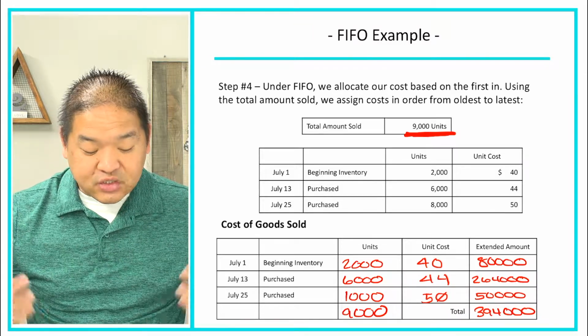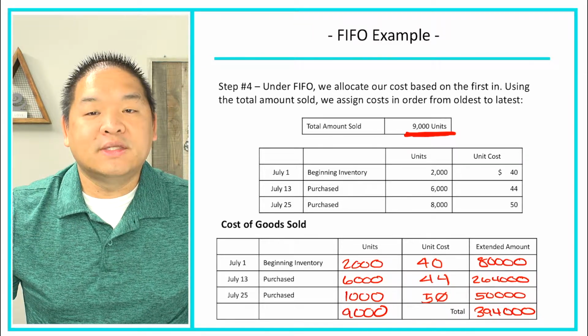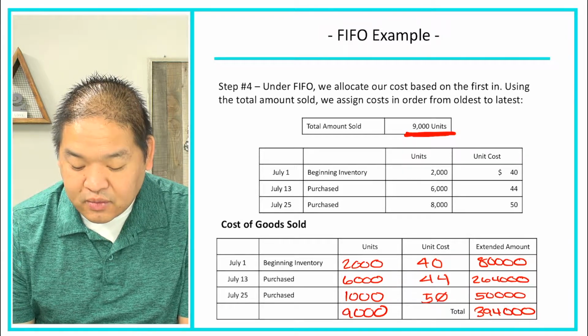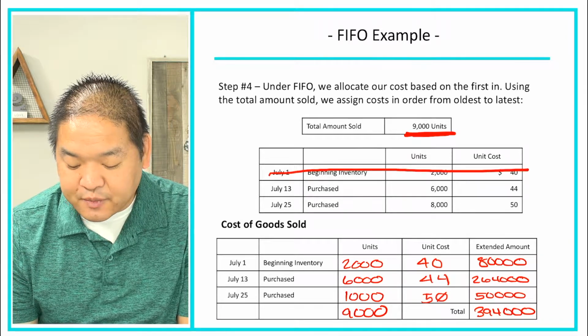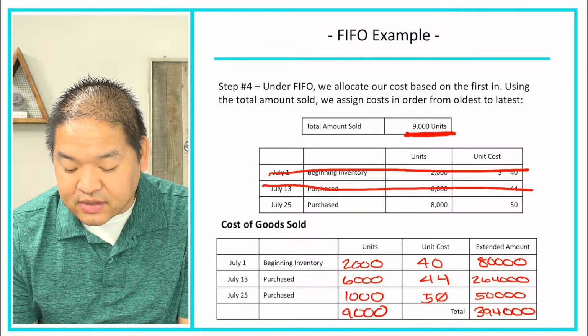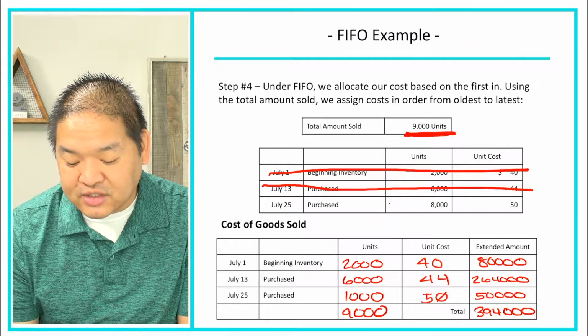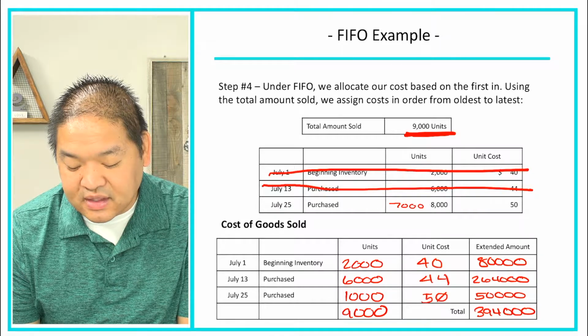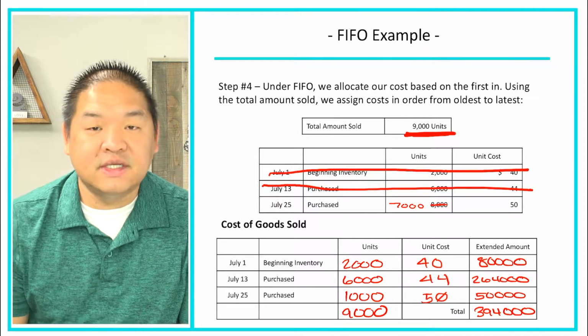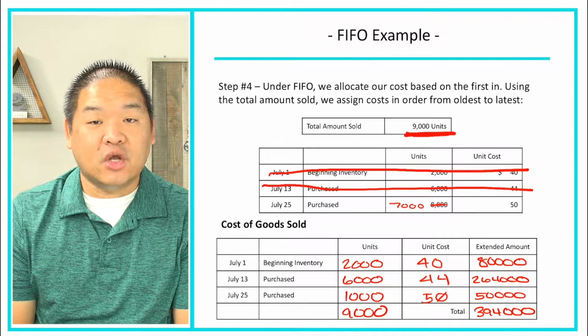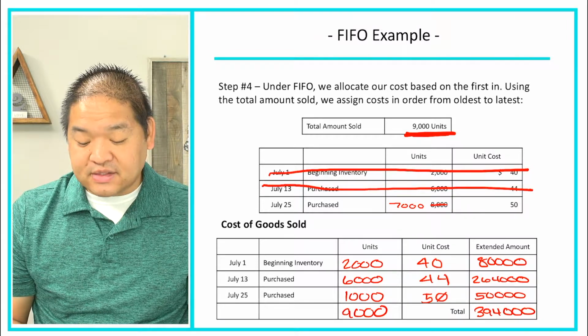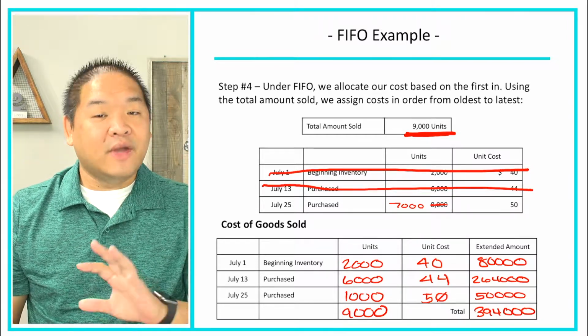So then the question is, what's left? Well, what's left is we've already taken away all of these units, and we didn't take away all of the third line. We've only taken 1,000, so there's still 7,000 left at $50. So that would give us our ending inventory, 7,000 times 50.